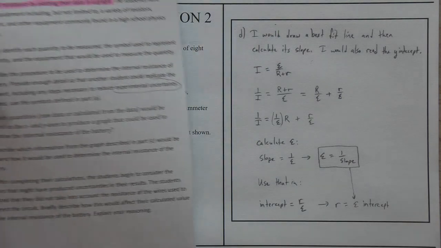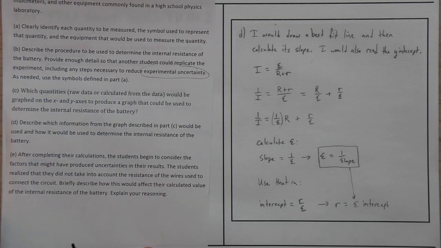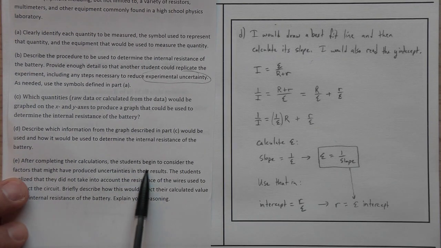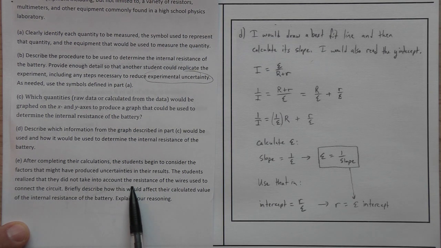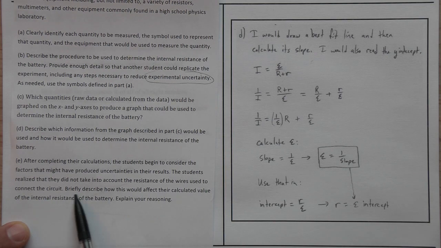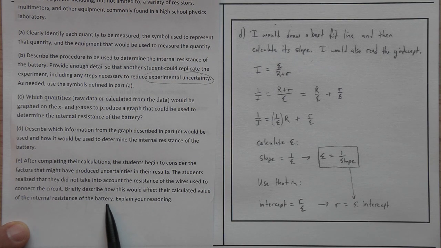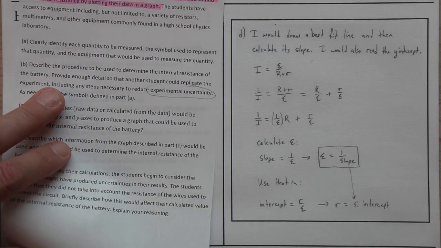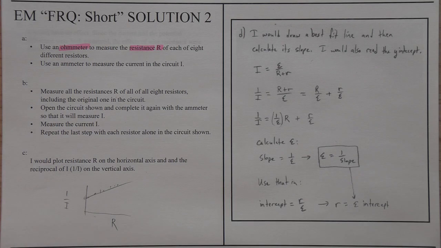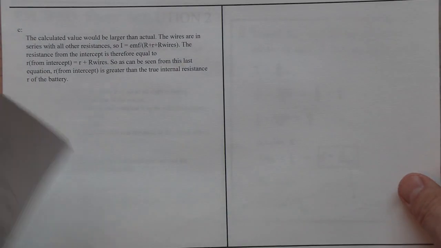All right, now part E changes with this procedure. After completing their calculations, the students begin to consider factors that might have produced uncertainties in their results. The students realized that they did not take into account the resistance of the wires needed to connect the circuit. Briefly describe how this would affect their calculated value of the internal resistance of the battery. Explain your reasoning. In the previous procedure, it would not have an effect. This time it does. So the answer to E has changed.